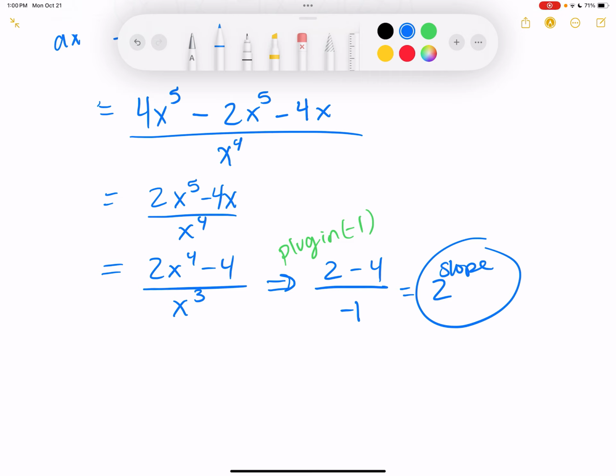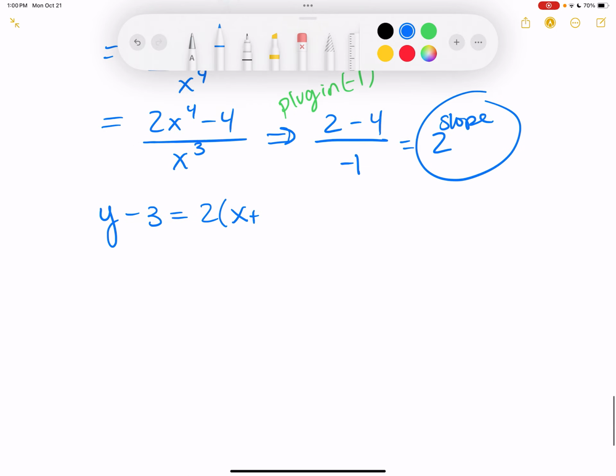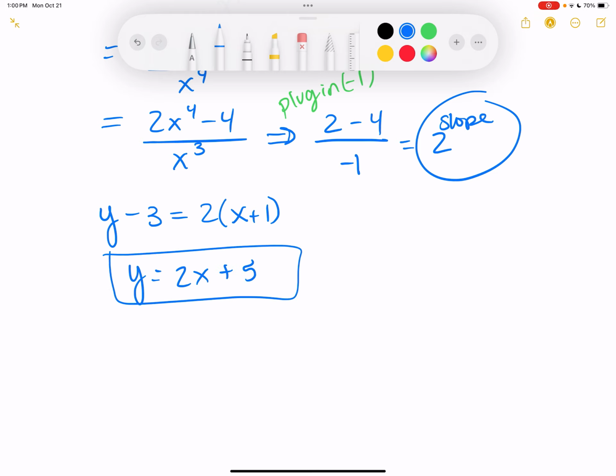Then my tangent line: y minus 3 equals 2 times x plus 1. y equals 2x plus 2 plus 3, so plus 5. And that would be the equation of my tangent line.